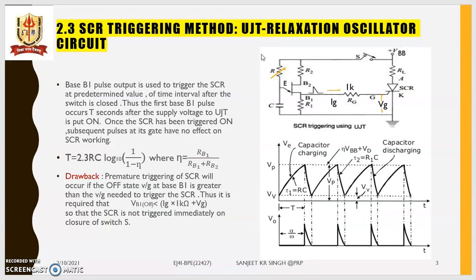So let's see the first, UJT relaxation oscillator used to trigger the SCR. So in this circuit, the base B1 pulse output is used to trigger the SCR at a predetermined value. So this is the predetermined value Vp. Whenever Vp is reached, UJT is turned on after the switch S is closed.